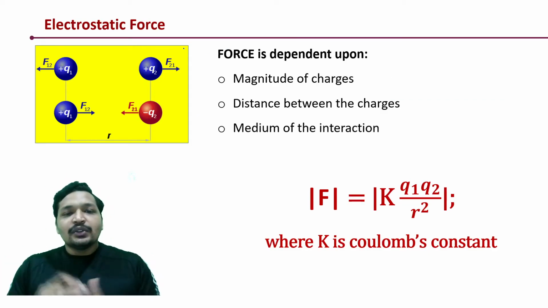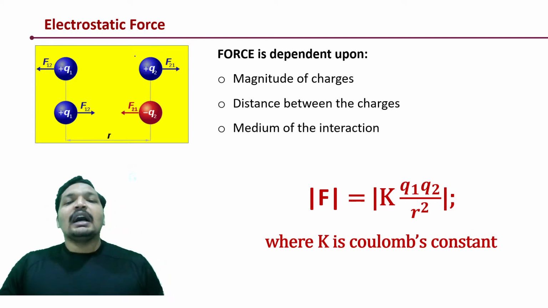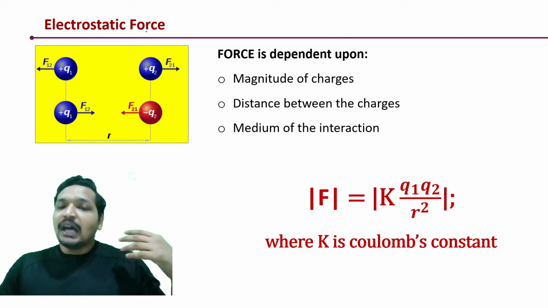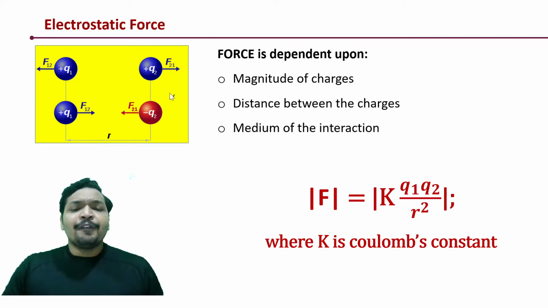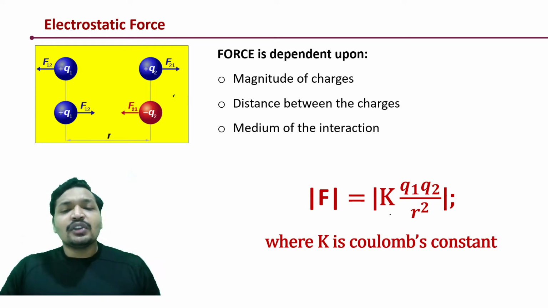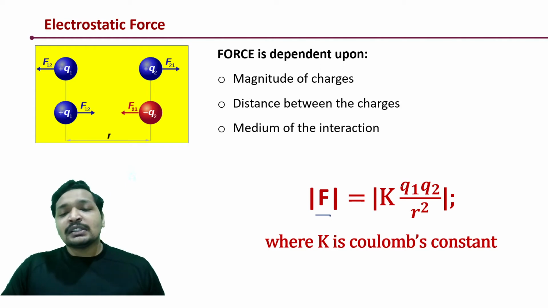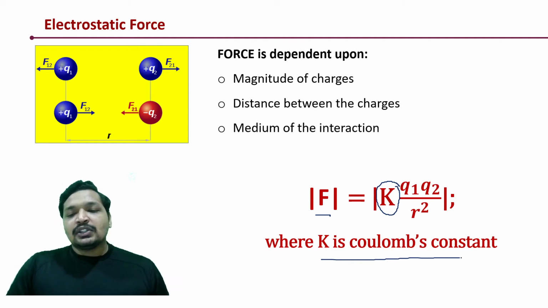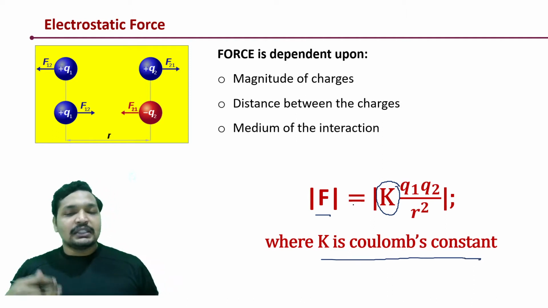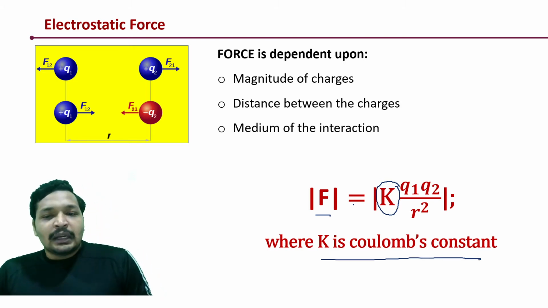So as we understood, force is dependent upon the product of the magnitude of charges, the distance between the charges, and the medium of interaction. So we can say that the electrostatic force is equal to K into Q1 Q2 by R square. And what is this K? K is nothing but Coulomb's constant. It's not the dielectric constant, it's Coulomb's constant, and we'll understand what the value of K is. And this is just the absolute magnitude of forces.